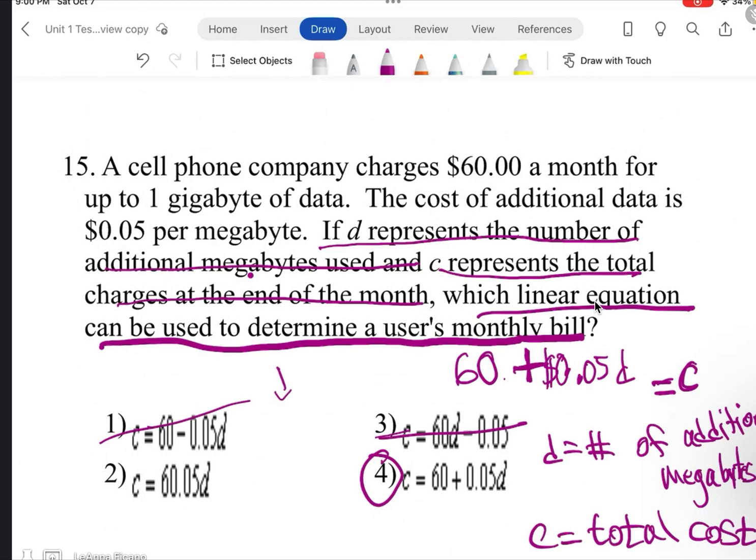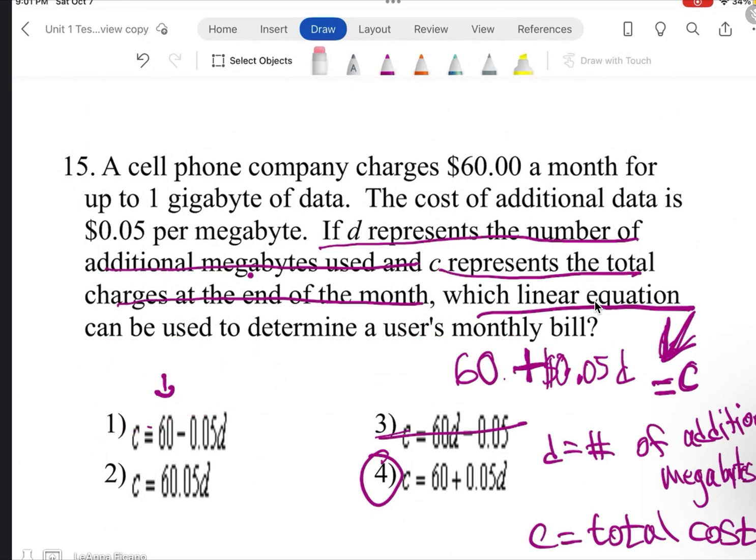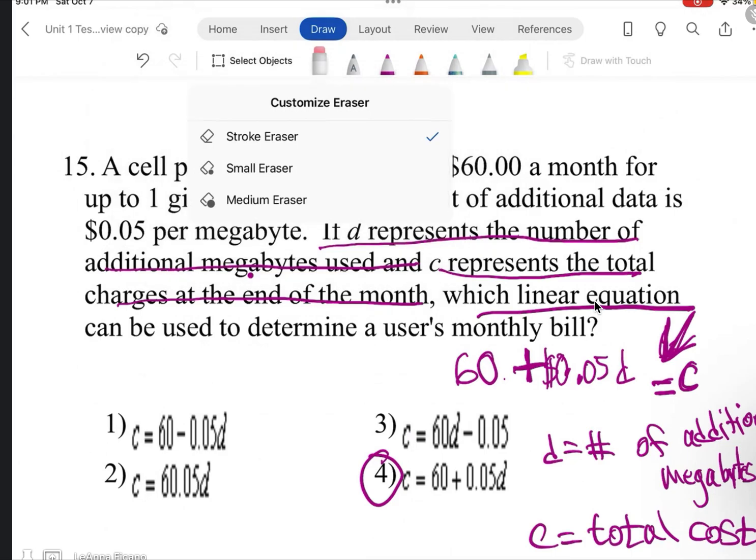Also, I figured it out by translating it first. But I'm just showing you that if you don't know some of it and you're not sure and you're confused, you do know that on the cell phone bill, nothing is being subtracted. There's nothing on sale. So you know that it can't be 1 or 3. So then you just have 2 or 4 as an option. Makes it a little easier to take a guess if you're not sure what to do. But if you translate it step by step, you should be okay figuring out which equation represents it.